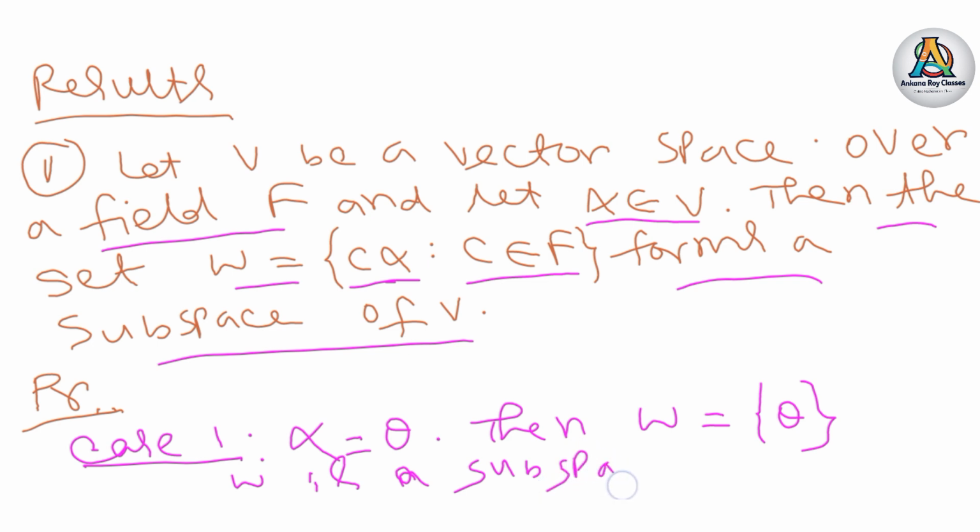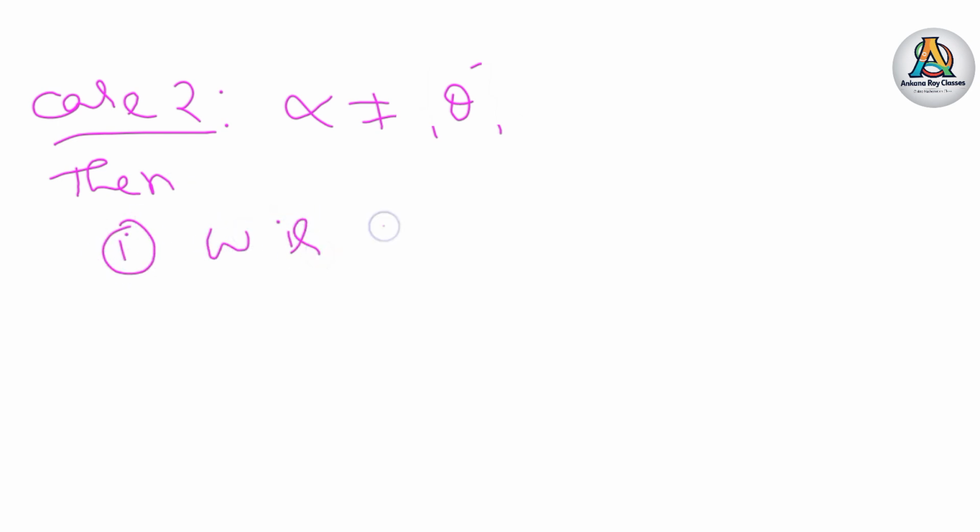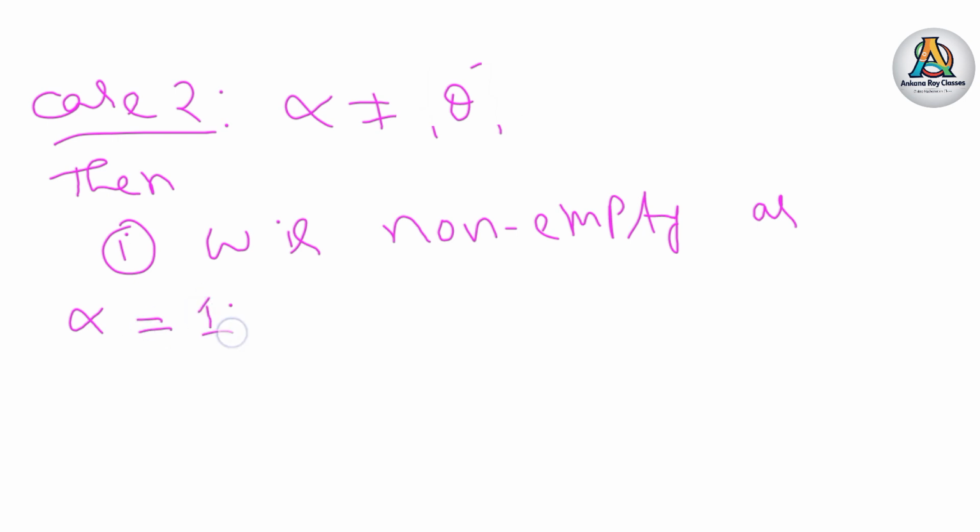Now case 2, alpha not equal to theta. Then first, W is non-empty as alpha is equal to 1 into alpha. This belongs to W, where 1 is the identity element of capital F.